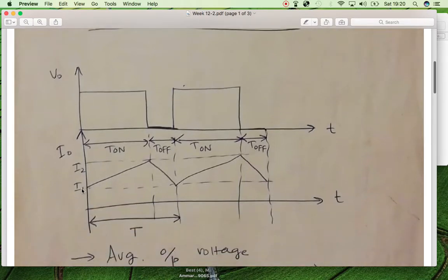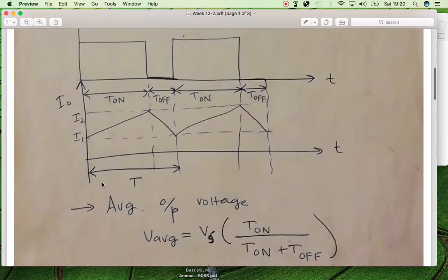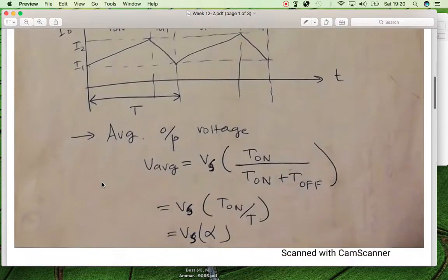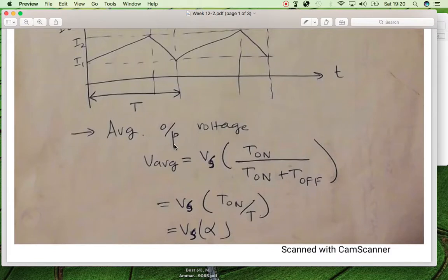And similarly, if we see the current on the load side, we can see when the supply voltage is appearing across the load, the current is increasing, and when the inductor is behaving as a current source and no supply voltage is appearing across the load, the current is decreasing, and it behaves in this pattern continuously.